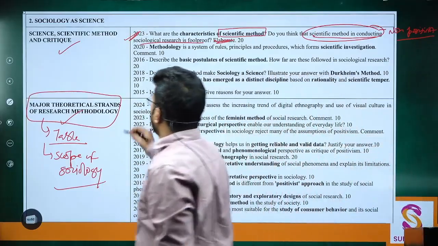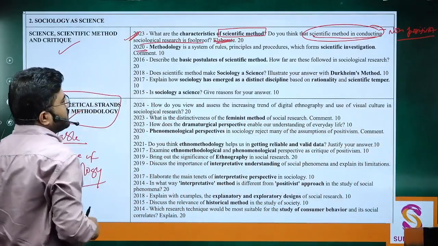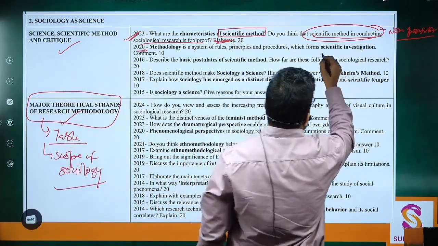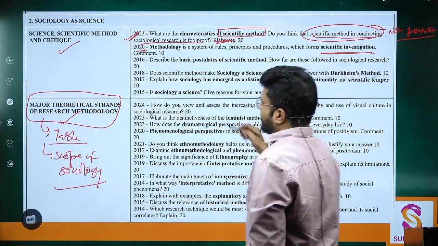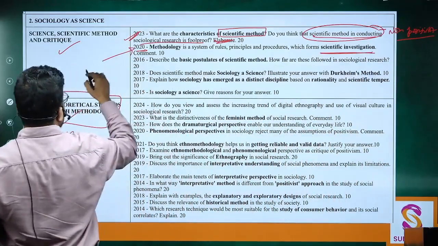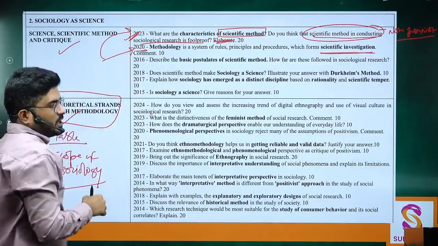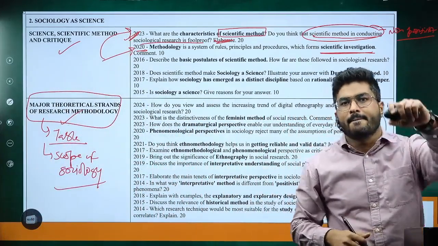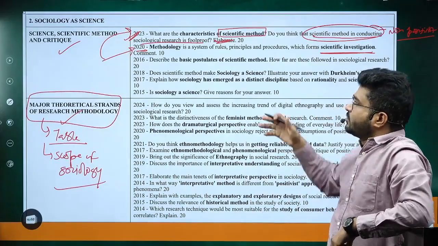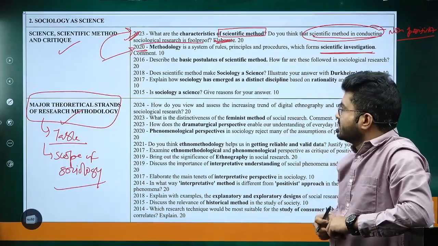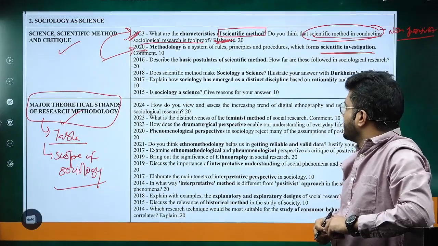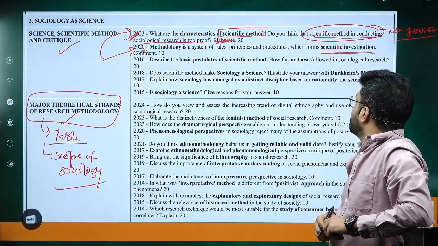Then in 2020 the question was: methodology is a system of rules, principles and procedures which form scientific investigation. They are again asking us about the characteristics of scientific methodology. A similar question in different terminology. Then in 2016: describe the basic postulates of scientific method. How far are these followed in sociological research?